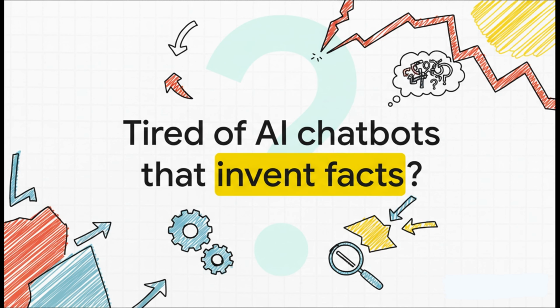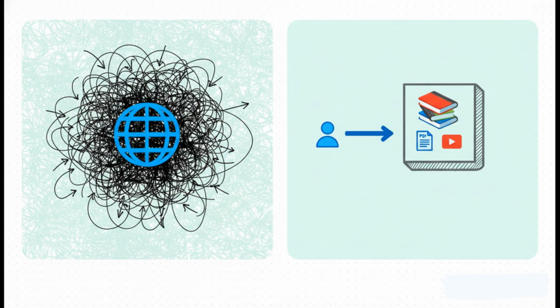And this right here is the fundamental difference. A generic AI is pulling from the entire chaotic, messy internet. But NotebookLM, it's a closed system. It is grounded only in the documents, the sources that you provide. You build the library, so you control the truth.